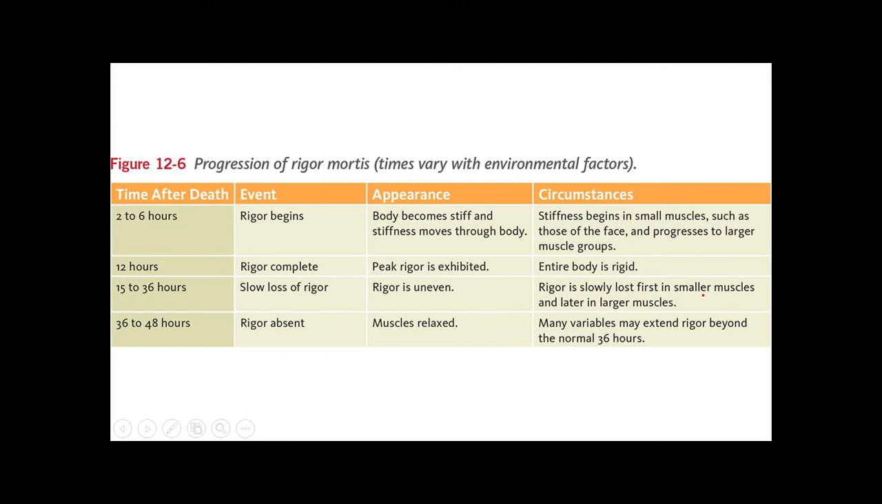That makes sense because smaller muscle groups would decompose faster because there's fewer cells that would have to be digested. And in the larger muscle groups, there's more that has to actually break down before it would relax. During the 36 to 48 hours after death, rigor would be gone. The muscles would be relaxed. But there are some variables that can make rigor go beyond that normal window.